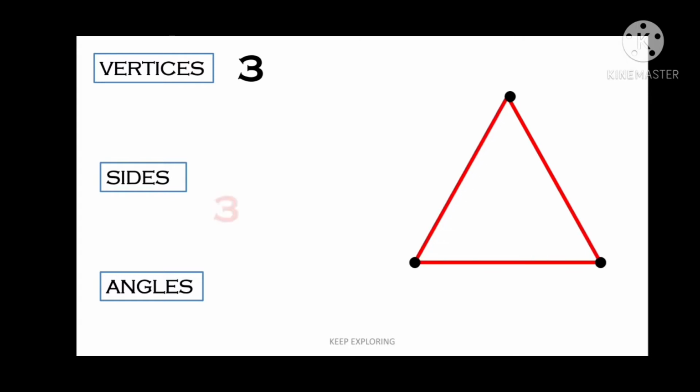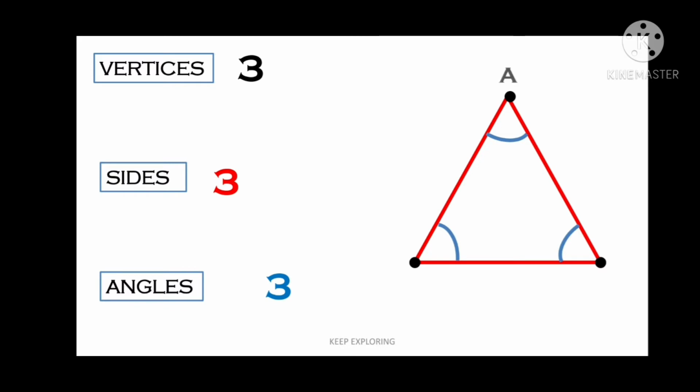Then, as you can see here, there are three sides. The line segments that connect the vertices are called the sides. Next, whenever two sides meet, an angle is formed. So you can see here, there are three angles formed. So a triangle has three vertices, three sides and three angles.